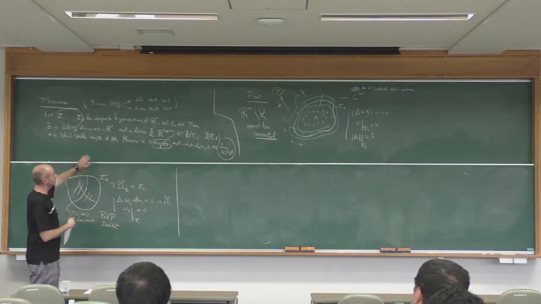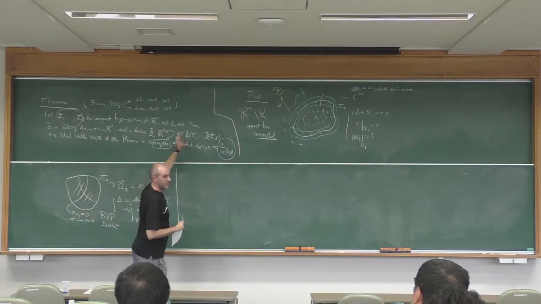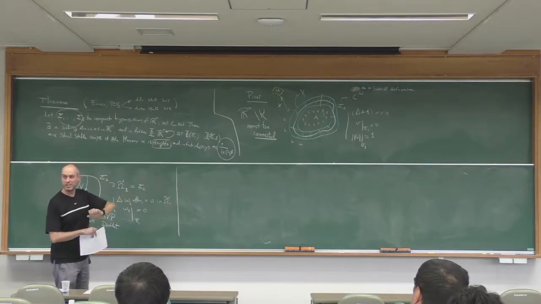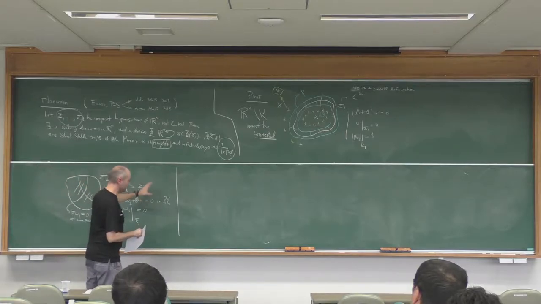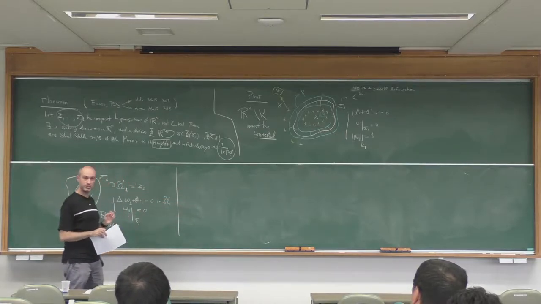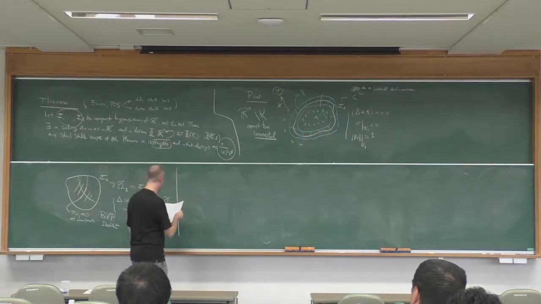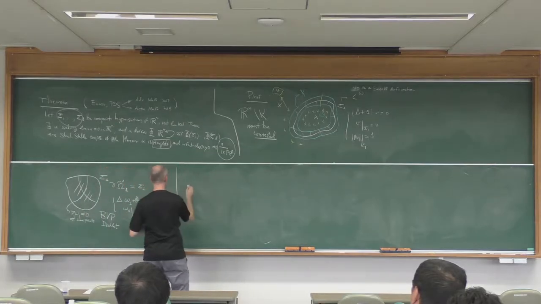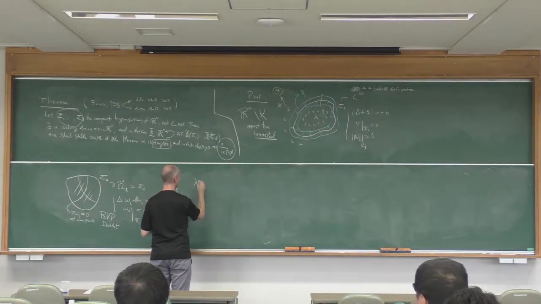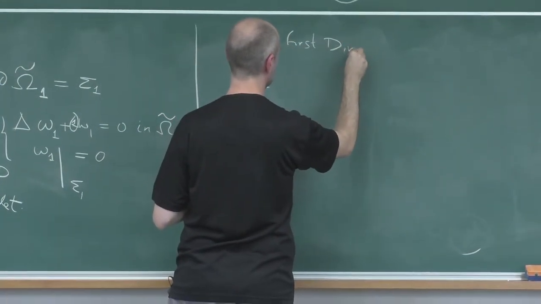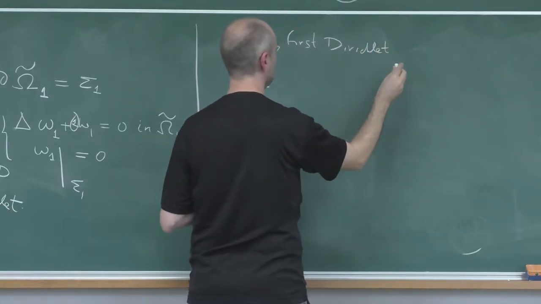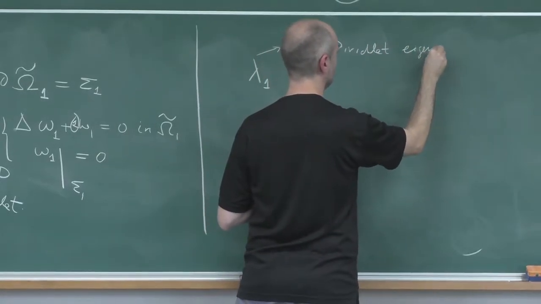Now let's change this domain so that you get that one is in the Dirichlet spectrum and is the first eigenvalue. So for this, simply, let's consider this lambda 1. Lambda 1 is the first Dirichlet eigenvalue, first Dirichlet value.